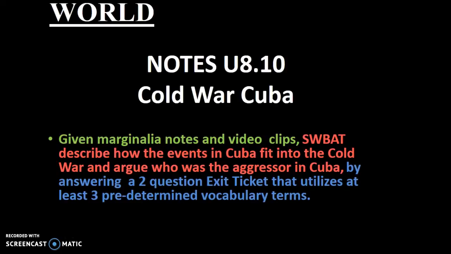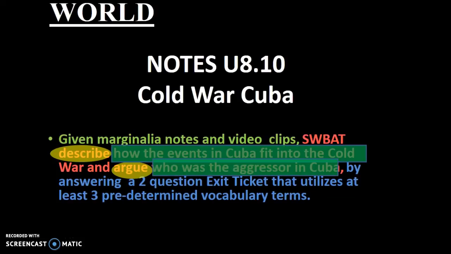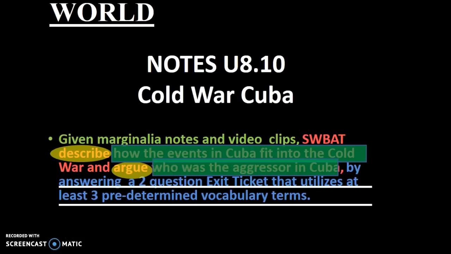Let's take a look at the objective pieces that you broke down. For today, we will be describing and arguing. The content we will be looking at is how the events in Cuba fit into the Cold War and who you believe was the aggressor. If you don't know what this word aggressor means, an aggressor is basically somebody who starts a problem. At the end of today's lesson, you'll be answering a 2-question exit ticket that utilizes at least 3 predetermined vocabulary terms. Now that we've broken down the objective, let's jump into the actual content.